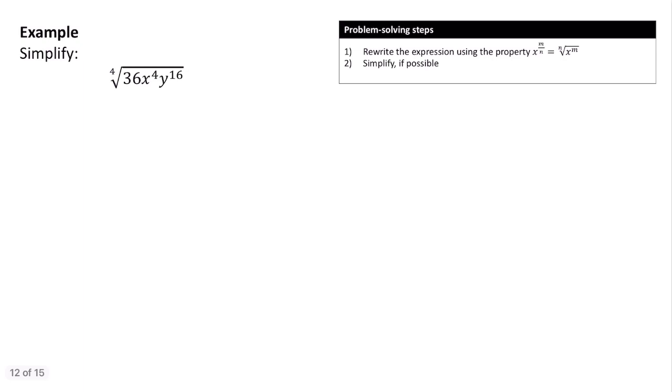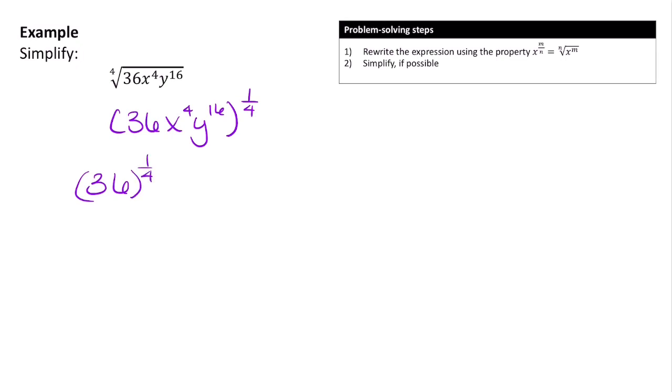So now let's try simplifying this expression. I'm going to take this 36x to the 4th, y to the 16th, and raise that to the 1/4 power. So if I separate this, I have 36 to the 1/4, and then I have x to the 4th to the 1/4, and I have y to the 16th to the 1/4. So 36 to the 1/4, well, it's not a fourth root, right? But I can rewrite 36 as 6 squared. Okay, so this is 6 squared to the 1/4 power.